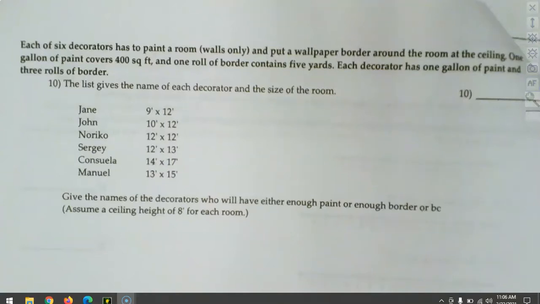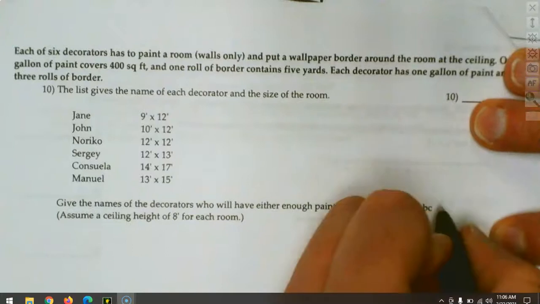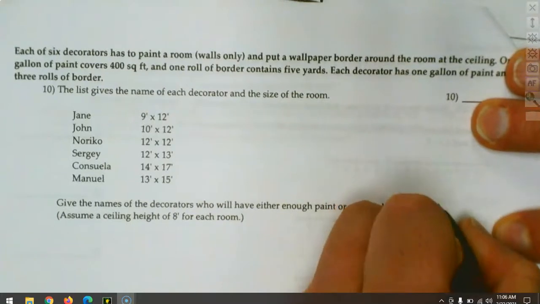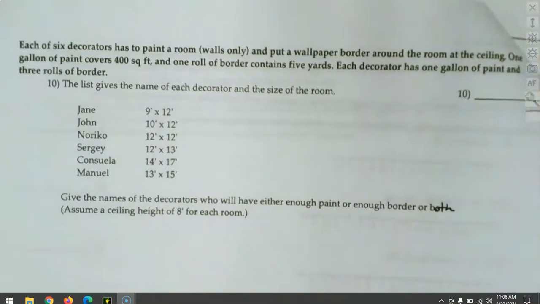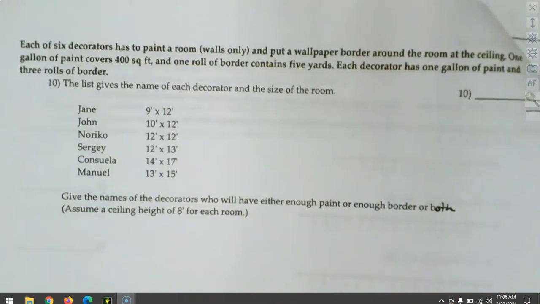Here are the decorators with their rooms. We want to give the names of the decorators who either have enough paint or enough border or both. I think we cut off the both there. Or both. So let's look at Jane. Now, I'm only going to do Jane. You'll use the same process to figure out the rest of the decorators.